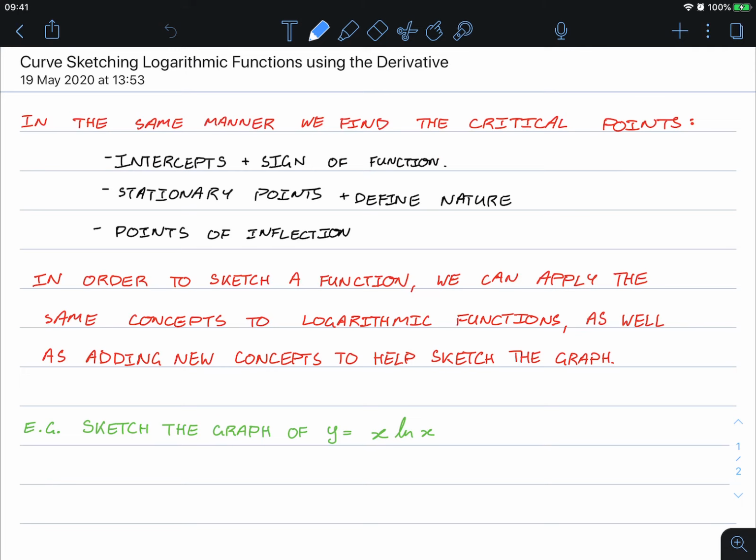Hello class, this is a video tutorial on curve sketching logarithmic functions using the derivative. In the same manner, we find the critical points, intercepts, signs of functions, stationary points and their nature, as well as any possible points of inflection in order to sketch functions. So we find these critical points to sketch the function. We can apply the same concepts to logarithmic functions, as well as adding new concepts to help sketch the graph.